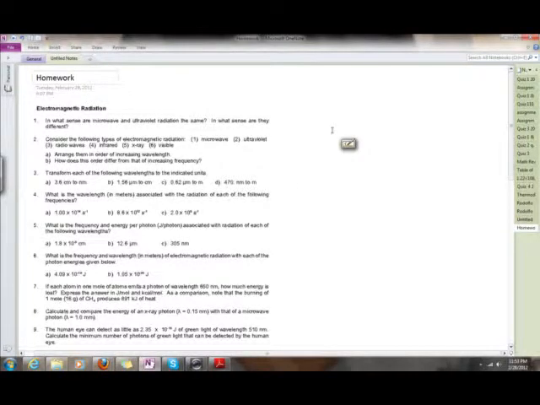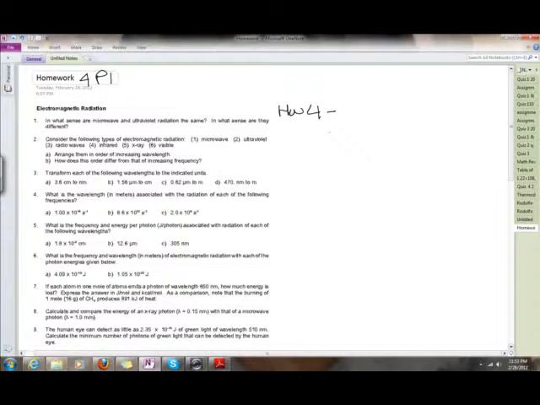Okay, let's get started with homework number 4, part 1, and it's electromagnetic radiation. Here is homework number 4, part 1. So you have here, in what sense are microwave and ultraviolet radiation the same? In what sense are they different?